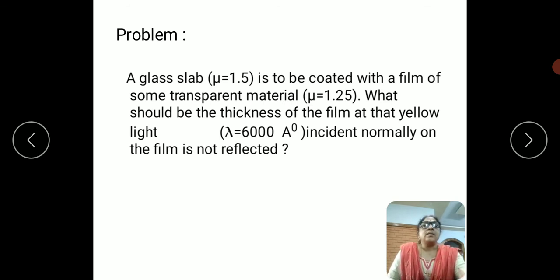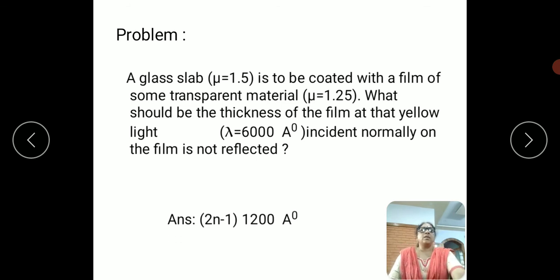A glass slab with mu equal to 1.5 is to be coated with a film of some transparent material of refractive index mu equal to 1.25. What should be the thickness of the film for yellow light, having wavelength 6000 angstrom, incident normally on the film and not reflected? The answer is (2n minus 1) times 1200 angstrom.